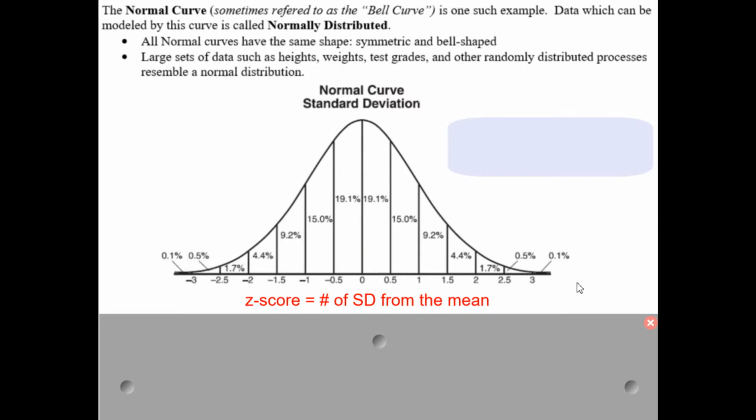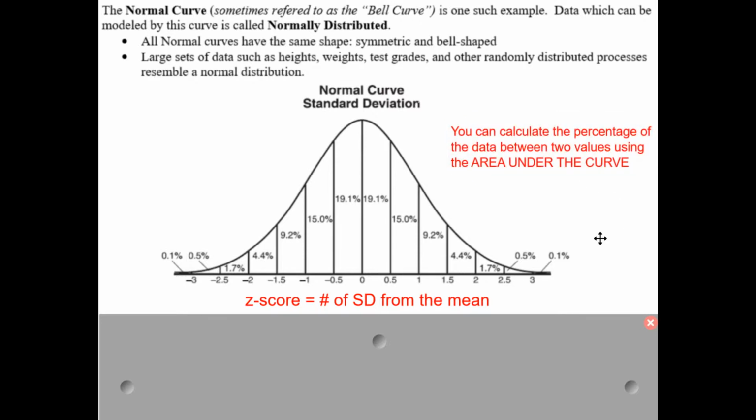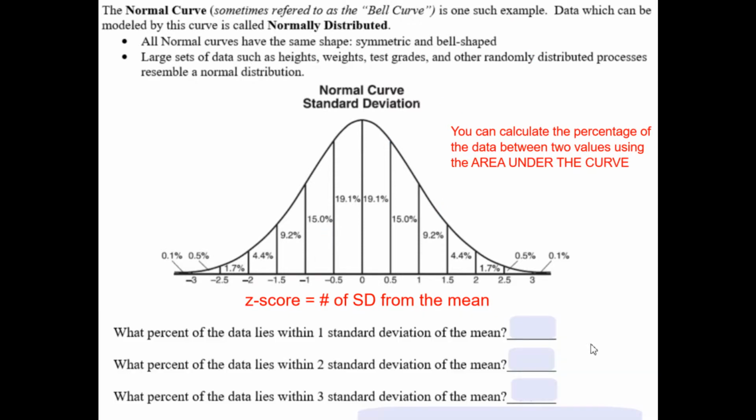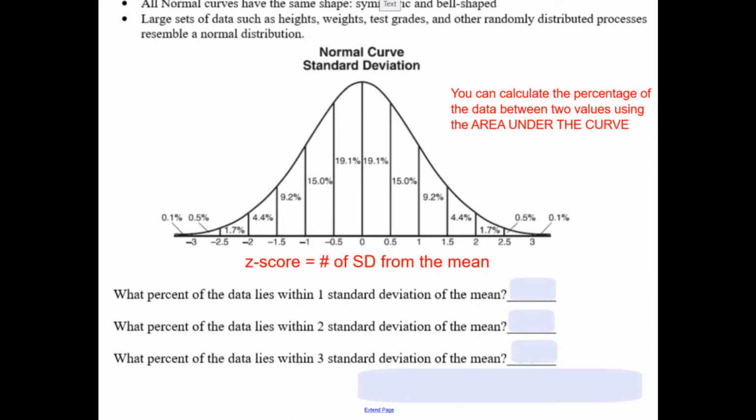We can use this curve to estimate the percentage of data that falls between a given range of values by calculating the area under the curve. So say I wanted to know what percent of observations falls within 1 standard deviation of the mean. I could look at my normal curve. Within 1 standard deviation of the mean would be between negative 1 and 1 on this curve. So that's between this value and this value.